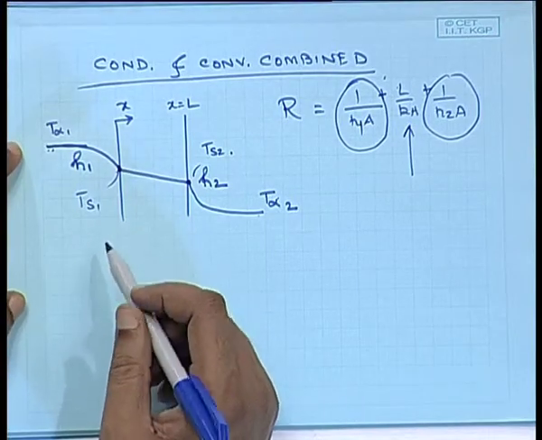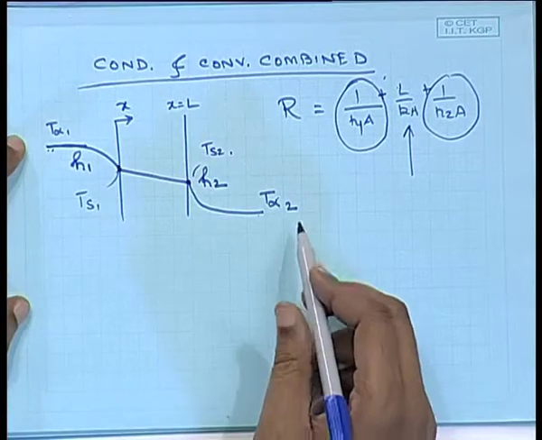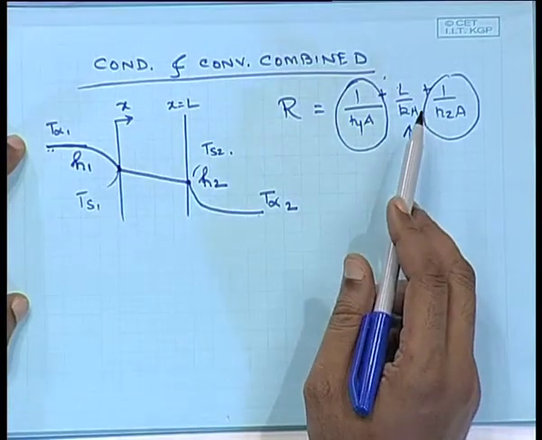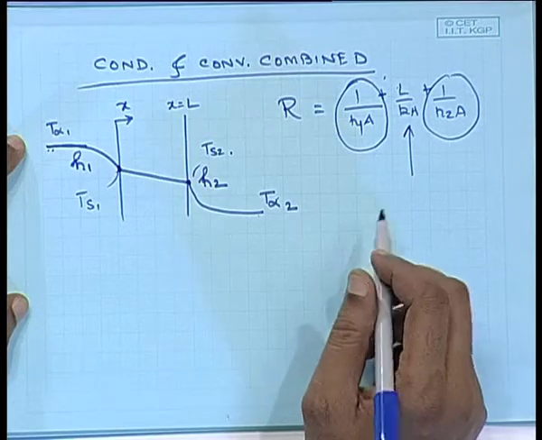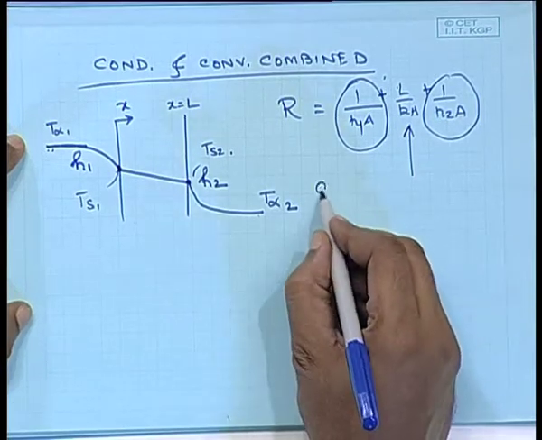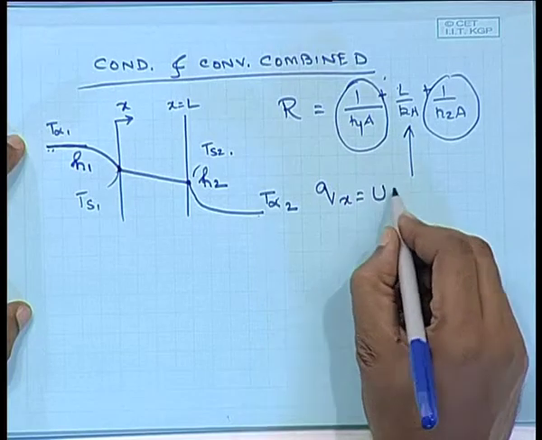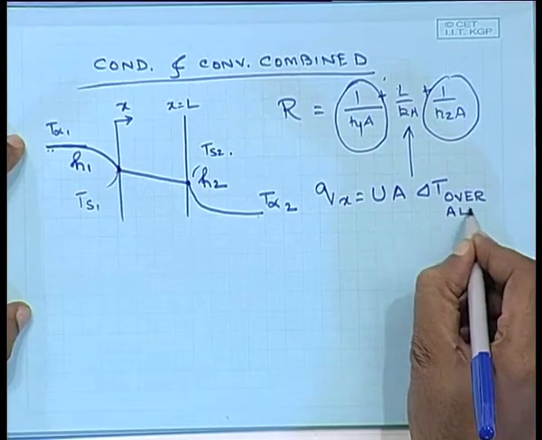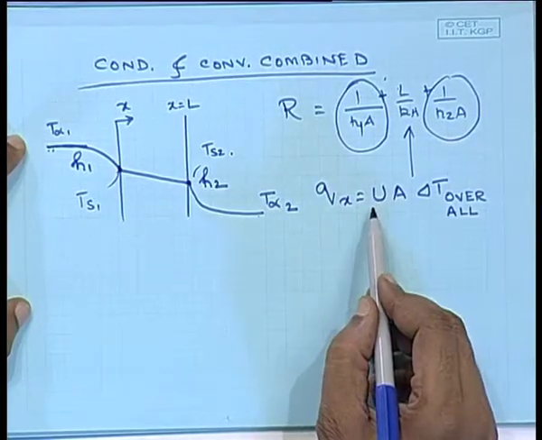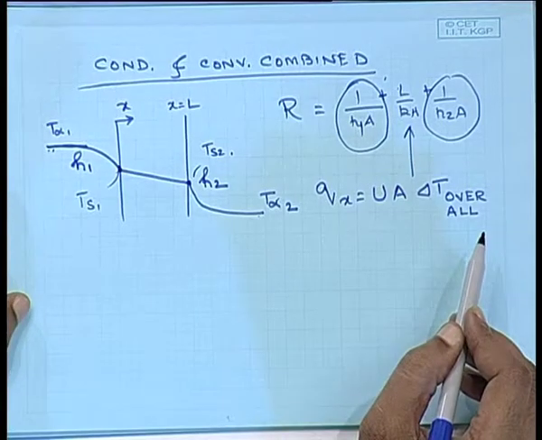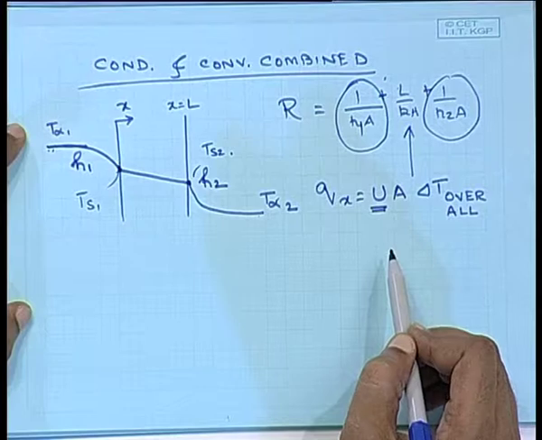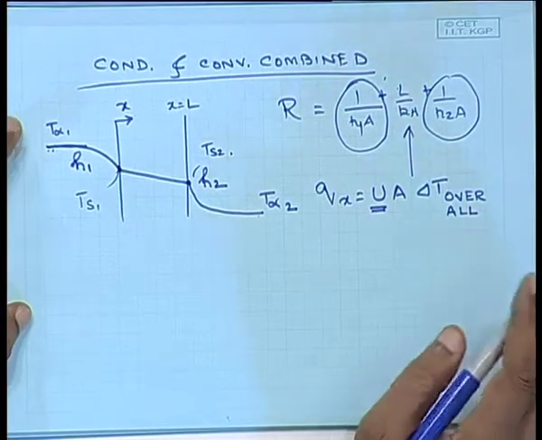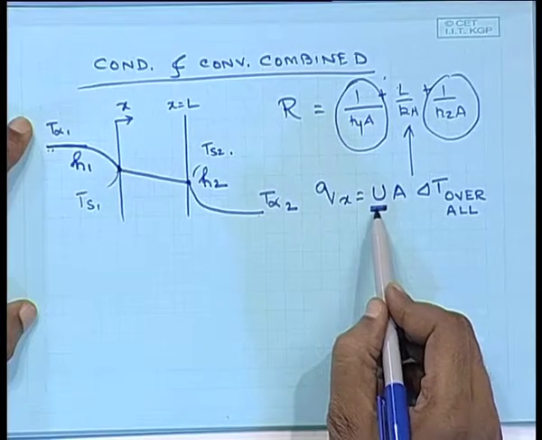Now sometimes what happens is that instead of writing these three resistances, when you have especially a number of resistances, an overall resistance is defined. So in that case this Qx is U times A times delta T overall. So in this case U is nothing but an inverse of resistance, alright. This U is known as the overall heat transfer coefficient, and it is nothing but an inverse of the sum of resistances.